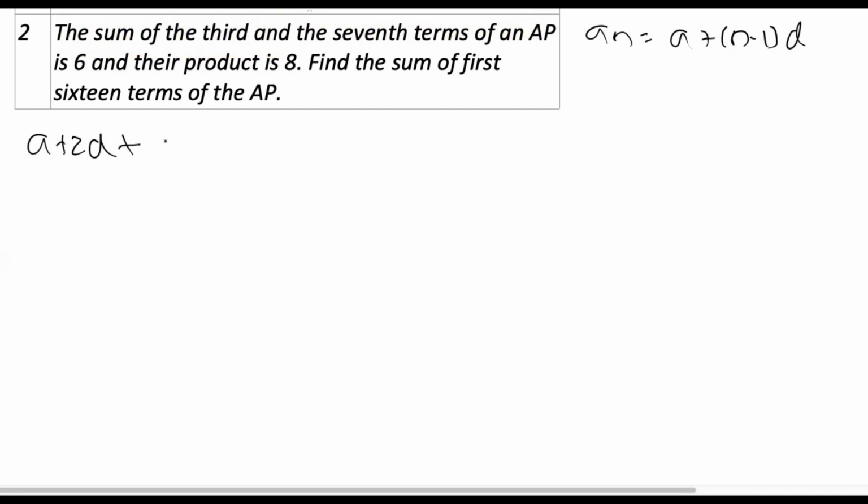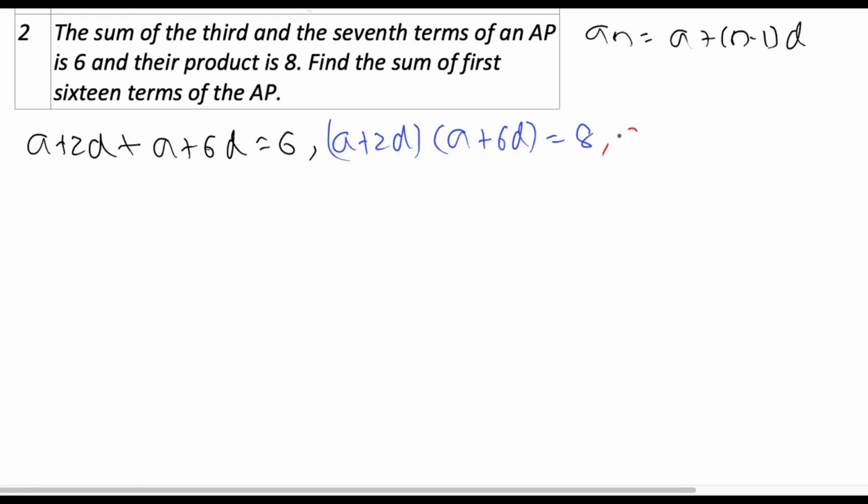And the seventh term is a plus 6d, placing n as 7 here. That's given as 6. Now further it says their product. That means we are given (a plus 2d) multiplied by (a plus 6d) is equal to 8. Now in the first part, what we have to find out is the sum of the first 16 terms. That means S16 is what we have to get.